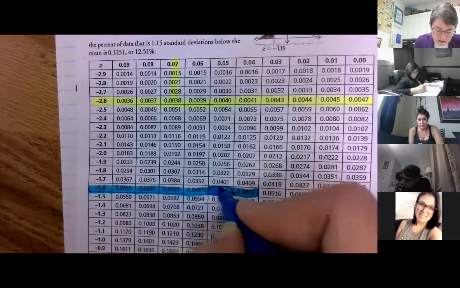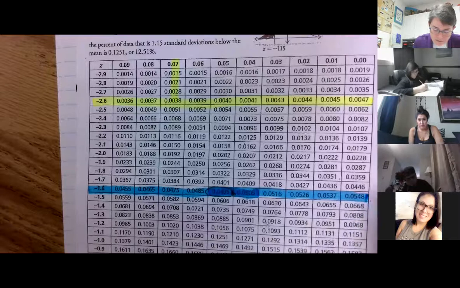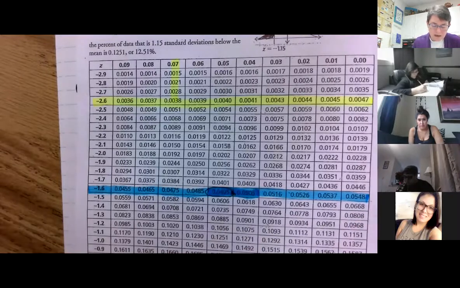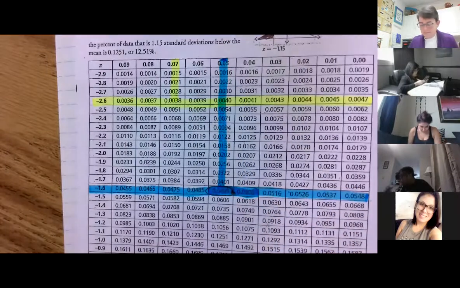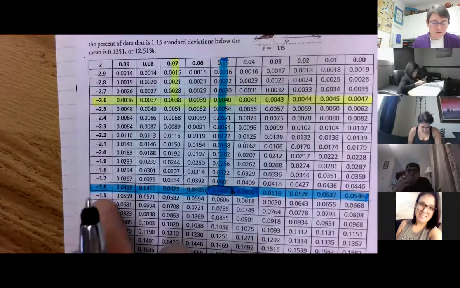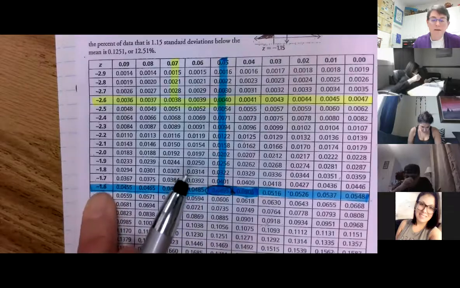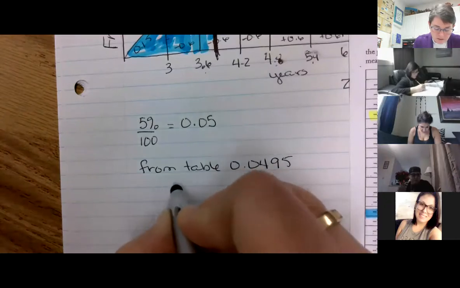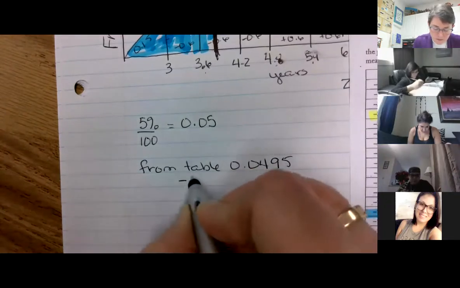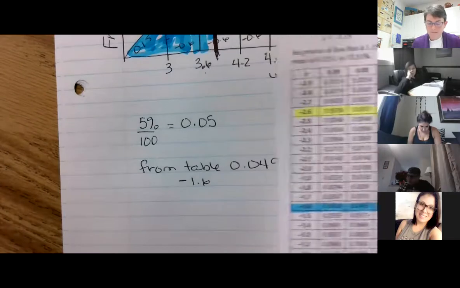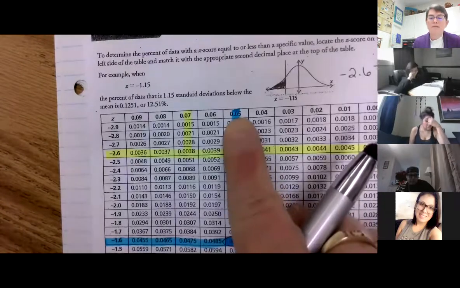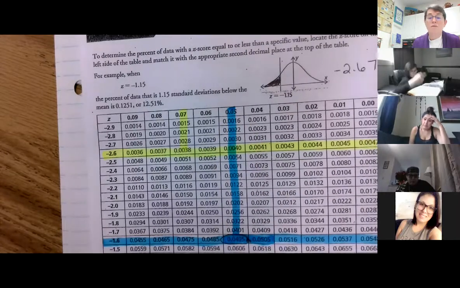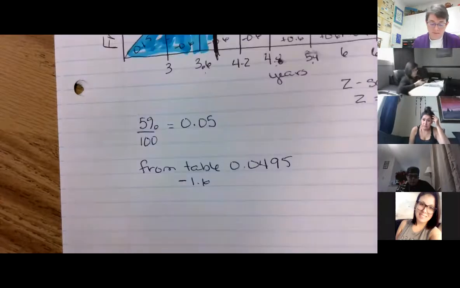So I'm going to highlight my row, and I'm going to highlight my column. My first two numbers are going to come from here. So this is a Z-score of negative 1.6. Right, that's from there. And then I get my last decimal place from up there. So it's going to be negative 1.65.